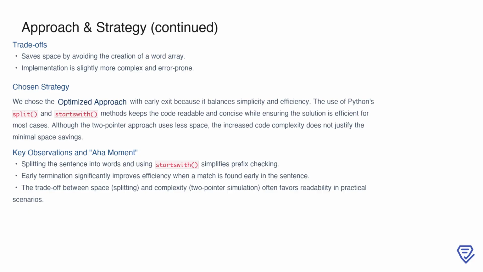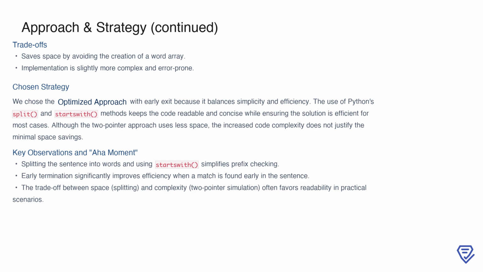For this reason, we chose the optimized approach with early exit as our preferred strategy. This approach strikes a balance between simplicity and efficiency. By leveraging Python's built-in split and starts with methods, we can keep the code both readable and concise, while ensuring good performance for most cases. Although the 2-pointer approach uses less space, the minor savings do not outweigh the increased implementation complexity.